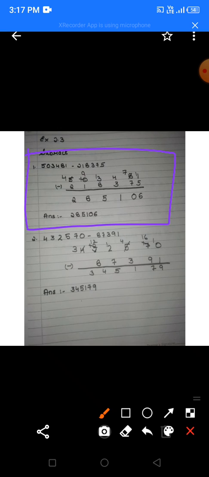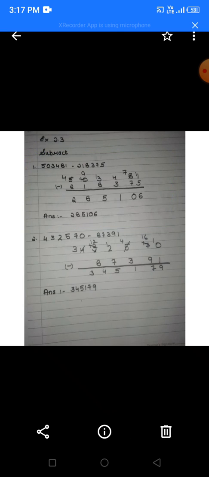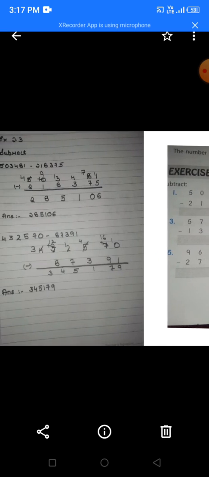Now children, now we will solve question number 2. As you can see, question number 2. Now again what will you do? You will write the number and then you will start subtracting the number. Okay. So again what will we do children? We will start writing the number.